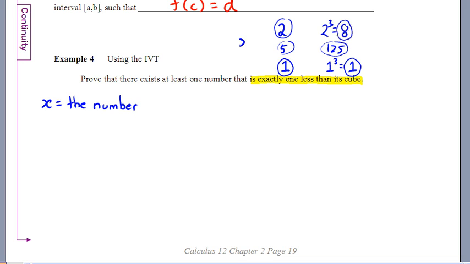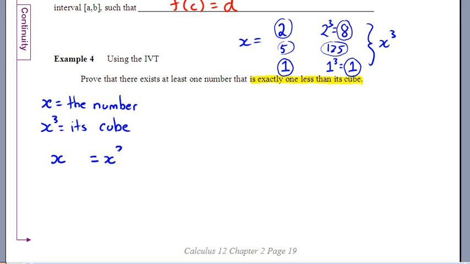That's like these numbers right here. Well, these ones over here, that would be the x cubed. Okay, so x cubed is equal to its cube. And they're not supposed to be equal. The cube is supposed to be 1 bigger than the original number. So if I wrote this down, this would be a lie, right?